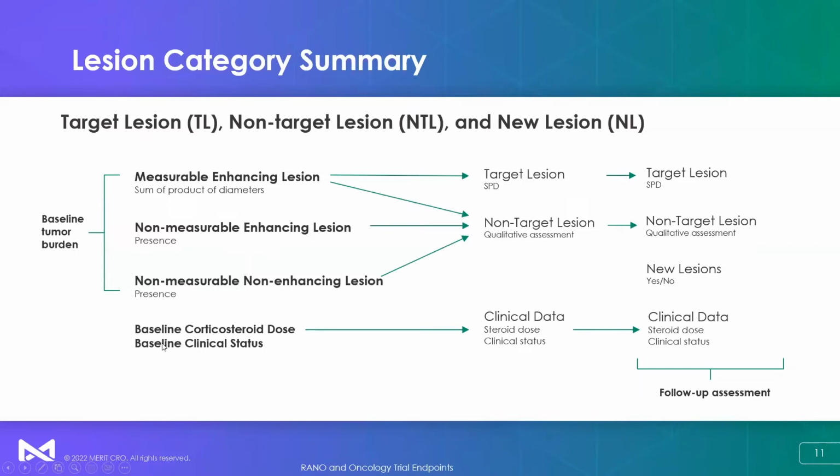And then also we'll be recording the corticosteroid dose and the clinical status at the baseline. And then these data are followed through the follow-up time points. And then we'll also be assessing the new lesion presence at any time point. And really all of this information comes down to how the subjects are doing upon the follow-up visits based upon the RANO response criteria.